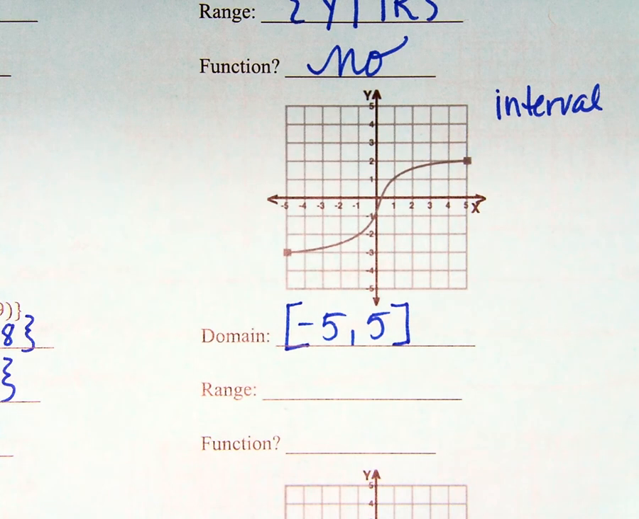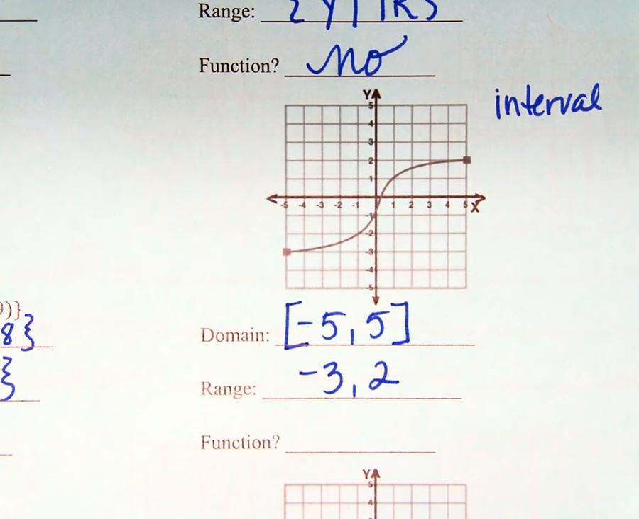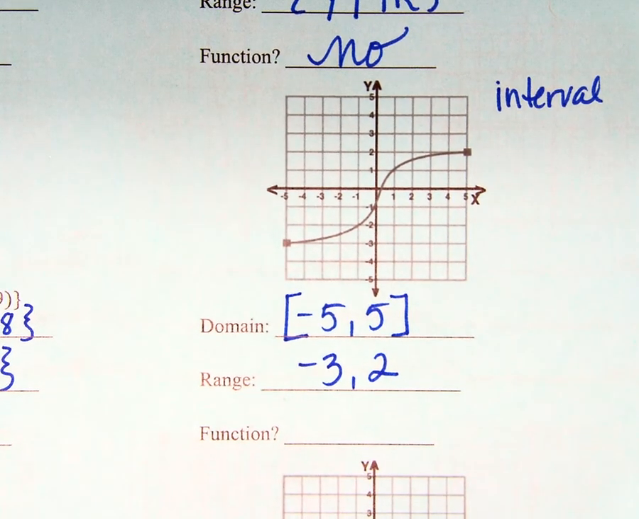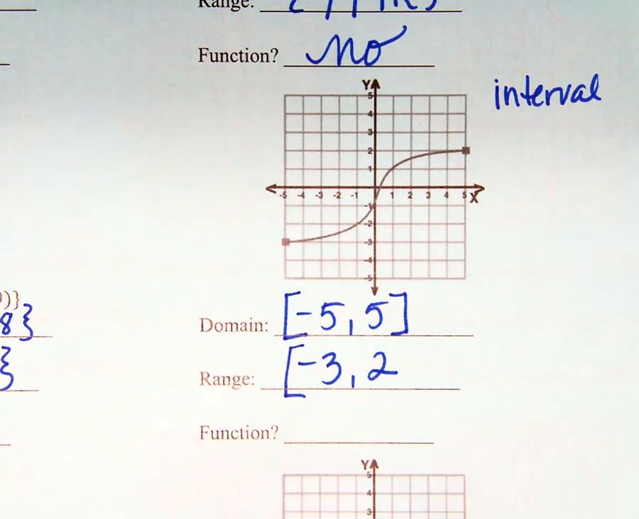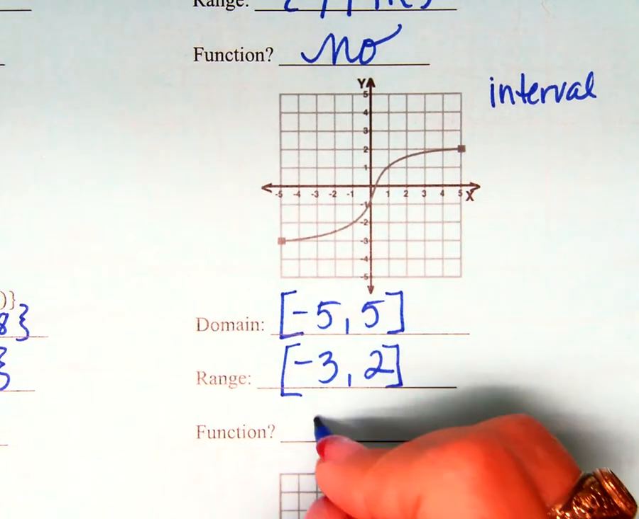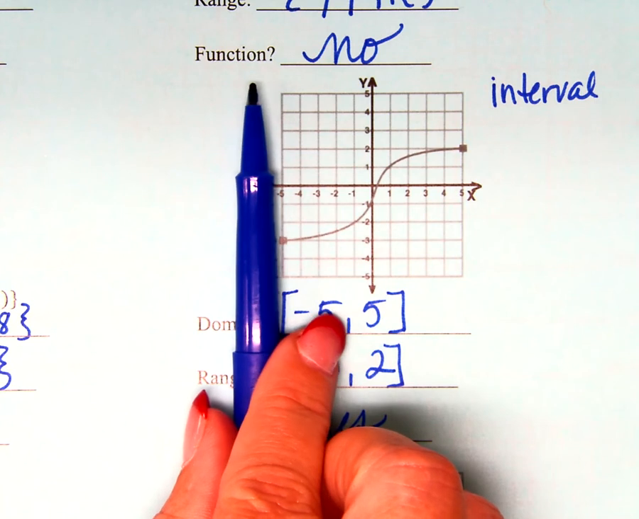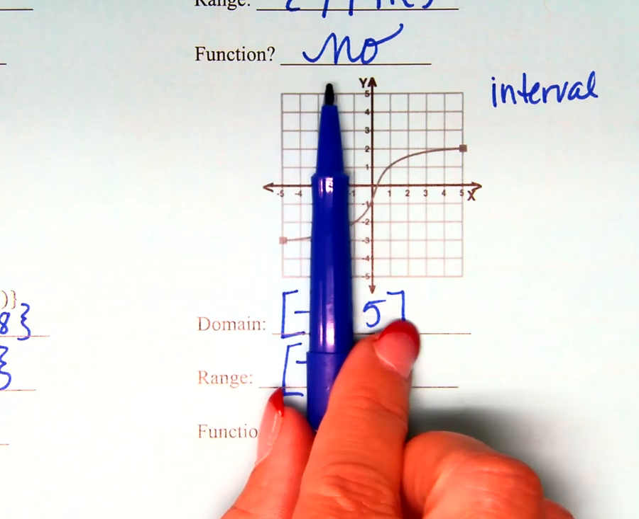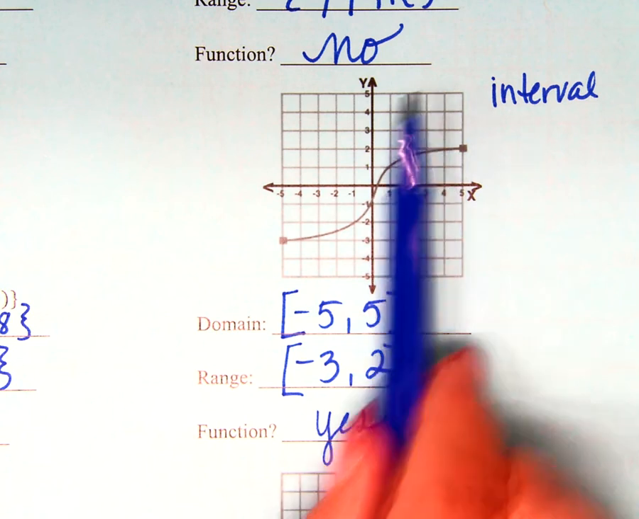What about the range? -3 to 2. Did I write them right that time? Okay, good. -3 to 2, how far down? Is -3 included? Yes. Is 2 included? Is it a function? How do you know? As I slide my vertical line up across the page, how many times is it touching the thing that's graphed? Only one, every time. Okay?